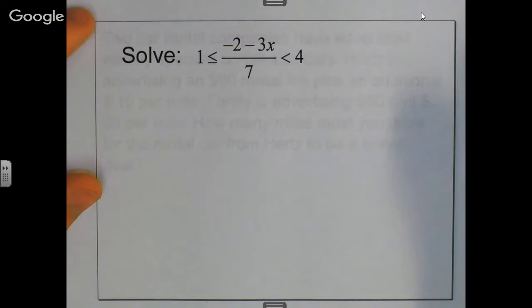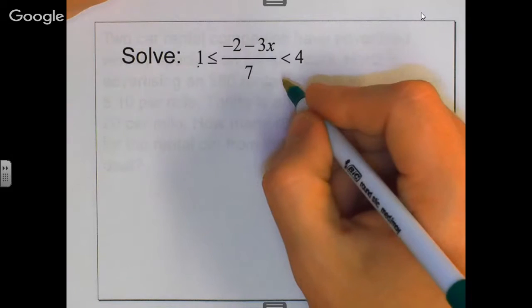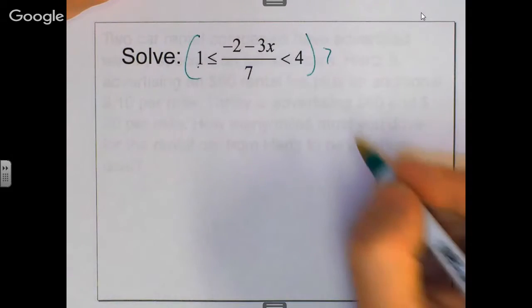All right, 1 less than or equal to negative 2 minus 3x all over 7, less than 4. Again, same thing: what I do to one side, I have to do to all three of them. So we want to get rid of this fraction, so we'll multiply by 7. The 7 gets distributed in there.